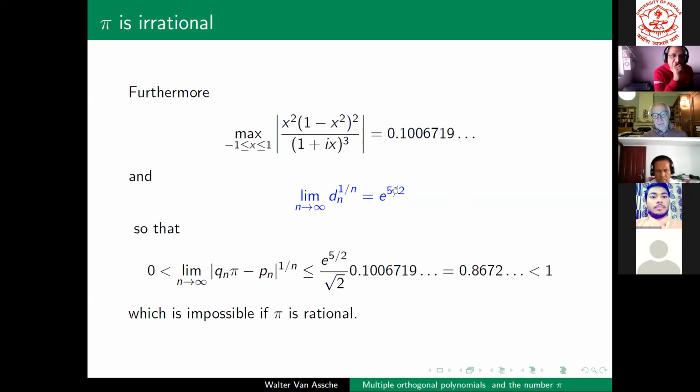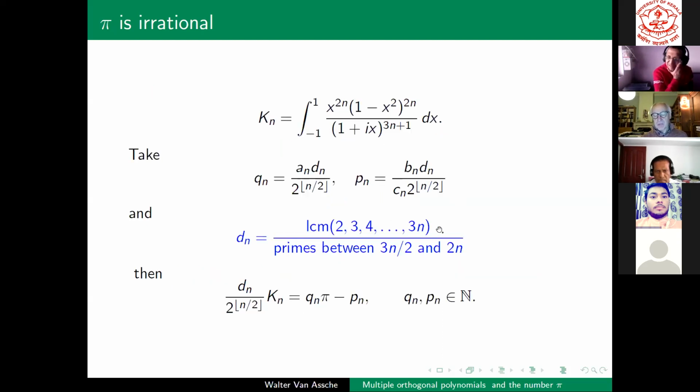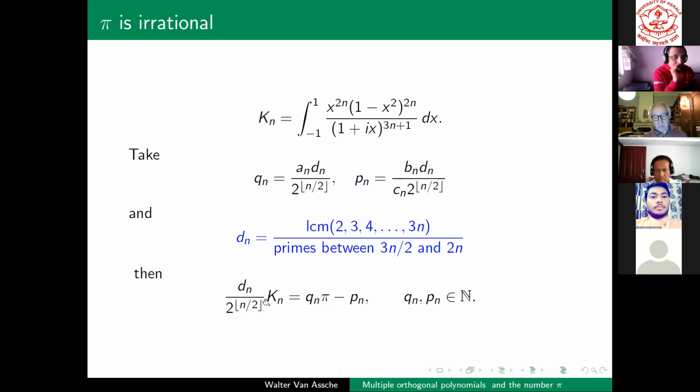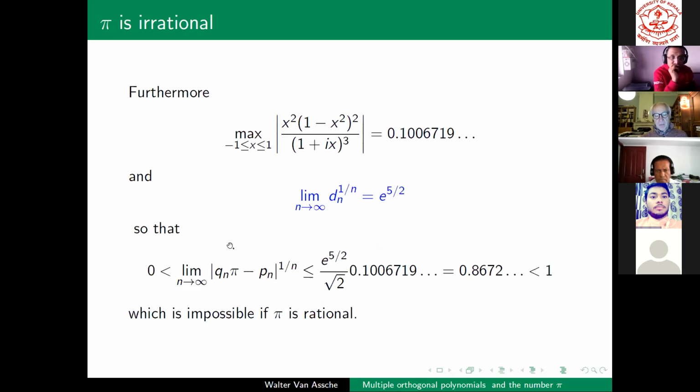Okay. Then some elementary number theory, like the prime number theorem, will tell you that the nth root asymptotics for the d_n is going to be e to the power 5 over 2. So you get the nth root asymptotics of this least common multiple, and you would have to use the nth root asymptotics of all the primes between 3n over 2 and 2n. So combined together, that will give you that number. And then the square root of 2 is the nth root asymptotics of this power of 2. So we have the asymptotics for this linear error is going to be bounded by this number, which is 0.86 and so on. So strictly less than 1, which means that q_n pi minus p_n is going to go to 0 exponentially fast.